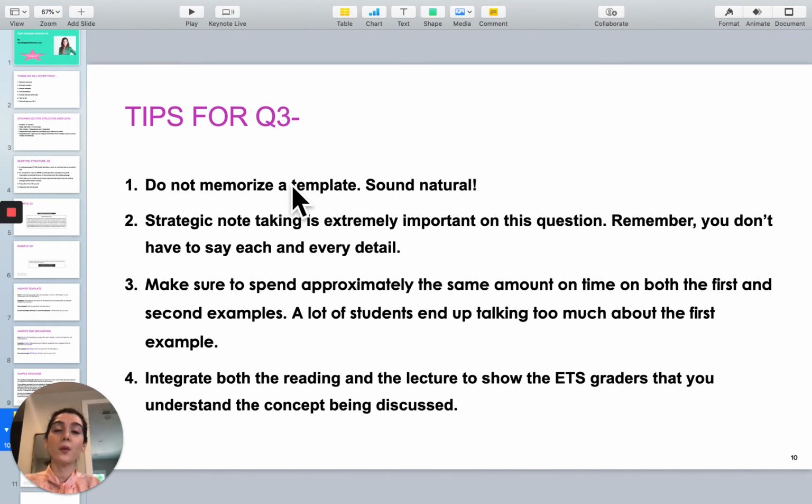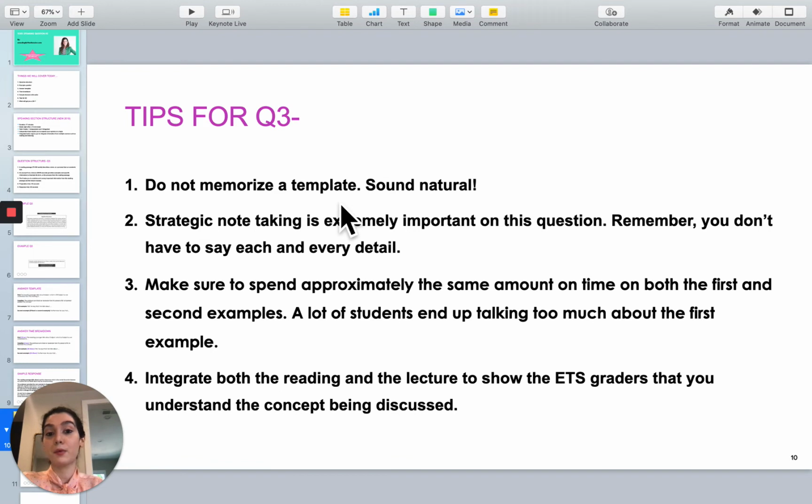It's funny, when we are answering any other question on some other exam, we read the question and we answer the question. But on TOEFL, we start summarizing what we just heard rather than answering the question and giving only the information that we need to give. So make sure that you're really reading the question and answering the question and not just summarizing. Strategic note-taking is extremely important on this question. You need to know what to take down in your notes so that you can say the information that you need to give.